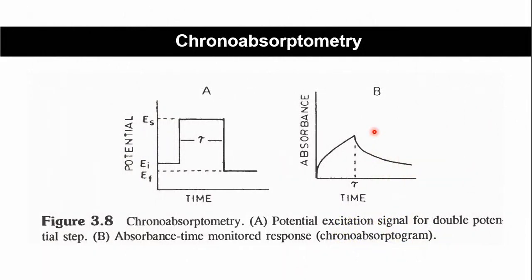Now coming to the response that we see over here and the signal that is provided, you can check that over here. As is clear in the diagram, the excitation signal is for double potential step, and the response is noted in terms of absorbance over time, that is whatever is happening to the absorbance. So it means that a certain type of arrangement has to be made to incorporate the effect of absorbance in the system.